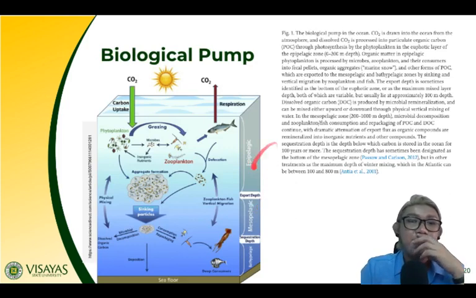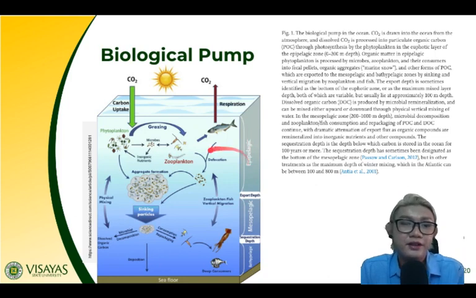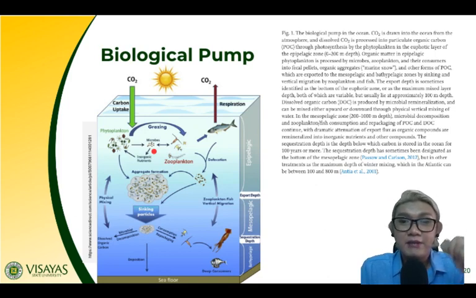So the biological pump in the ocean is very important, because in the ocean, it is not just the microorganisms that play a very vital role in the production and recycling of nutrients. Okay, so carbon dioxide is taken up by the photosynthetic organisms. These photosynthetic organisms are being eaten by the primary consumers, and then they defecate their fecal material. So there will be dissolved organic matter contribution in the marine environment.